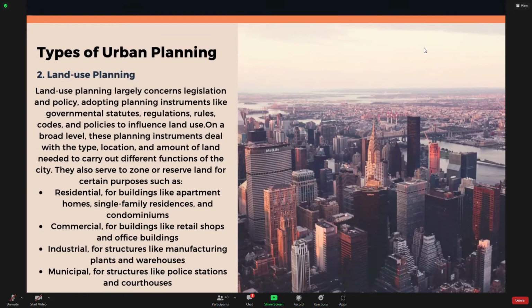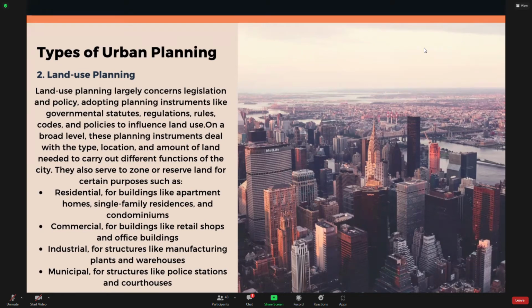Land use planning largely concerns legislation and policy. This is where legislation, policy, and all the laws, you can find here in land use planning. It involves adopting planning instruments like governmental statutes, regulations, rules, codes, and policies to influence land use. On a broad level, these planning instruments deal with the type, location, and amount of land needed to carry out different functions of the city. They also serve to zone or reserve land for certain purposes, such as residential.